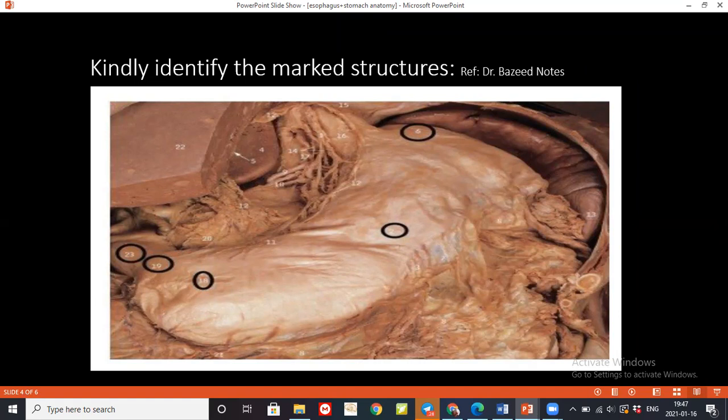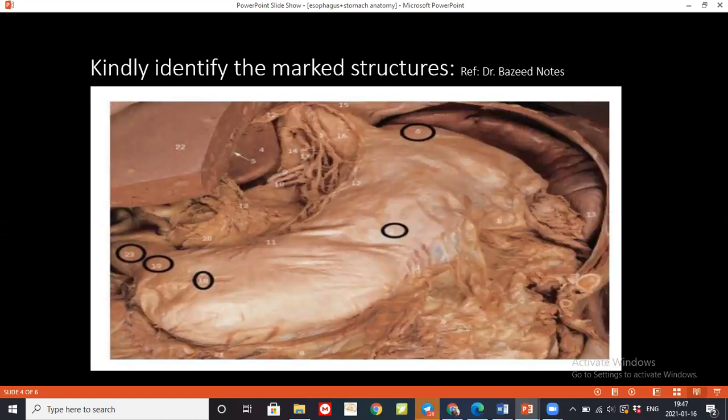The fundus, the body, and the pyloric antrum. And the pylorus. Okay. Can you please tell me the blood supply of the stomach? It's supplied by arteries and by veins. There is the left and the right gastric artery.